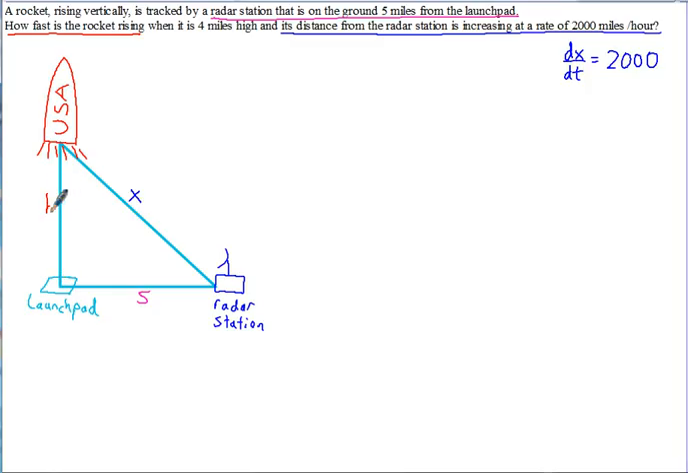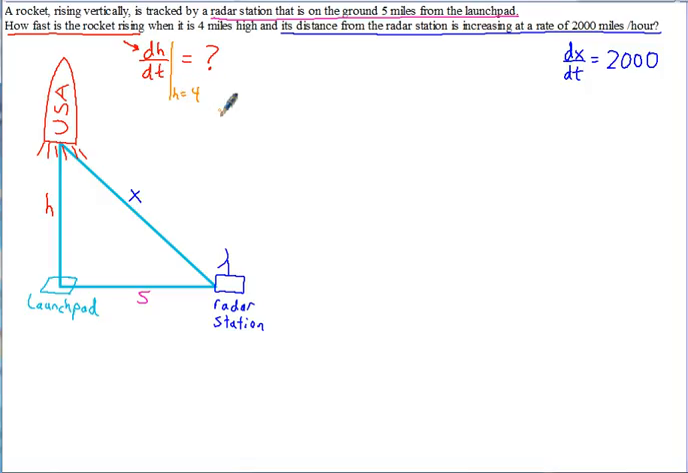So I'm going to call that h. So if that's h, then what we're looking for is how h is changing. So how fast is it rising? We're looking for dh dt. That's the rate we're trying to find, so I'm going to put equals question mark. And specifically, when it's 4 miles high. So specifically when h equals 4.